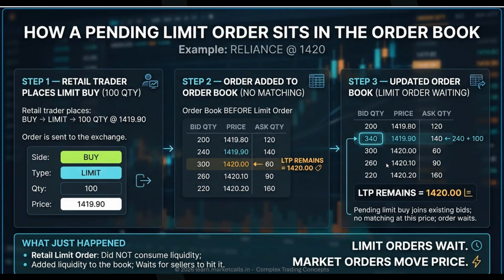So with a limit order, what actually happens? It waits. It doesn't change the LTP, but it goes and sits. So you can say I'm adding more to the liquidity. I'm not consuming the liquidity; as a limit order, I'm supplying liquidity to the markets.